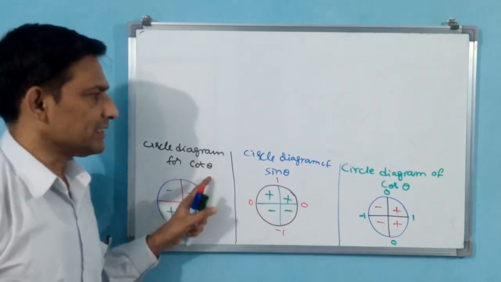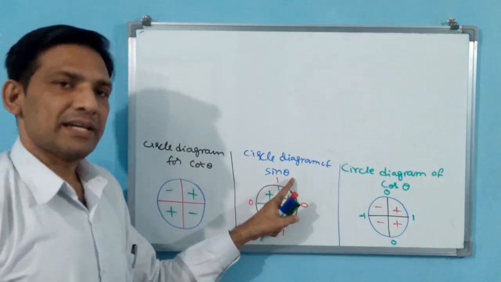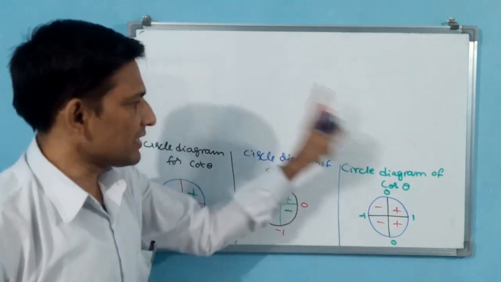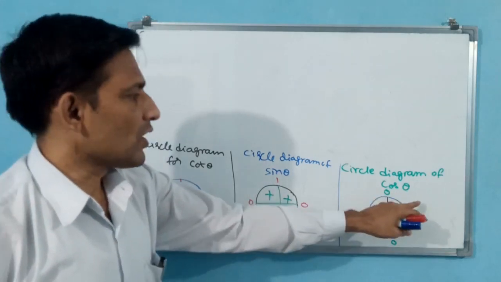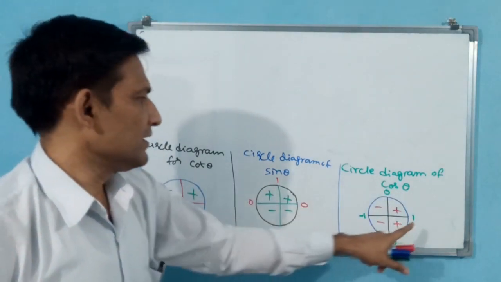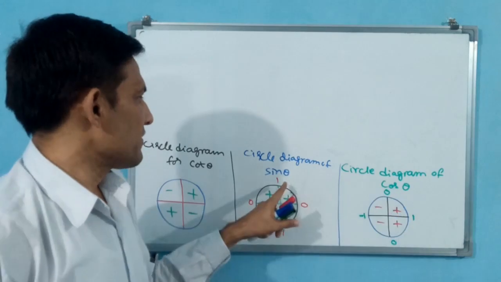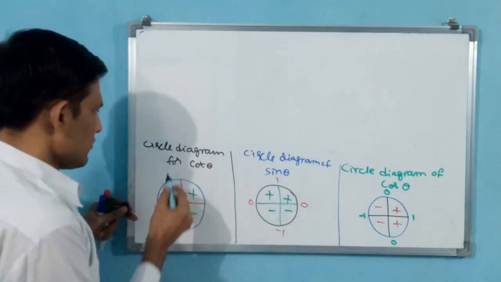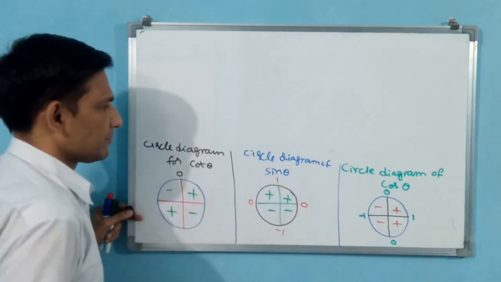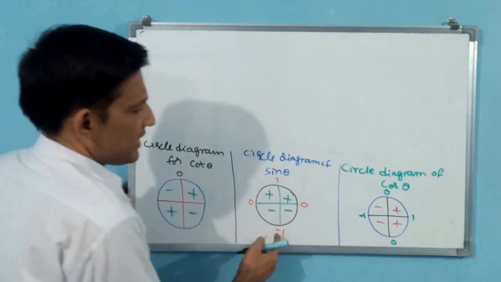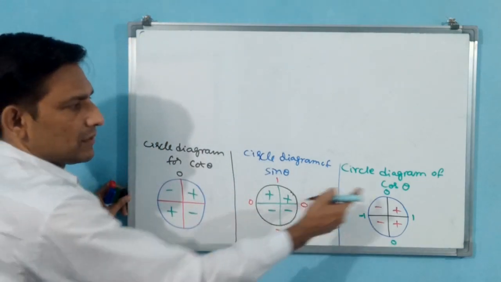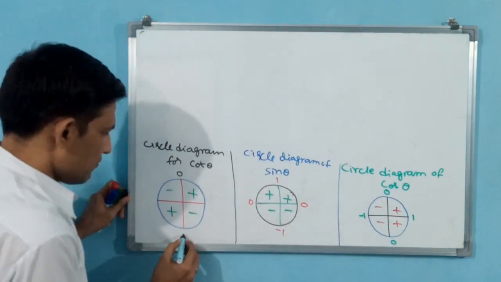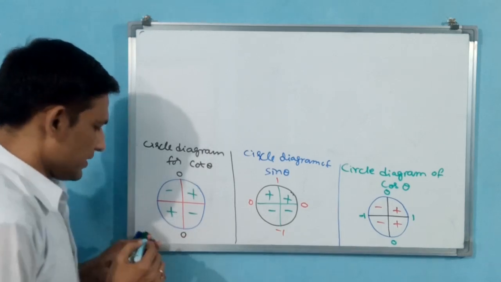Now see, cot theta is cos theta divided by sin theta. Earlier for tan theta we took sin theta divided by cos theta. Now cos theta divided by sin theta. See, here 0 divided by 1 is 0. You put 0 here. 0 divided by minus 1 is 0. Put 0 here.